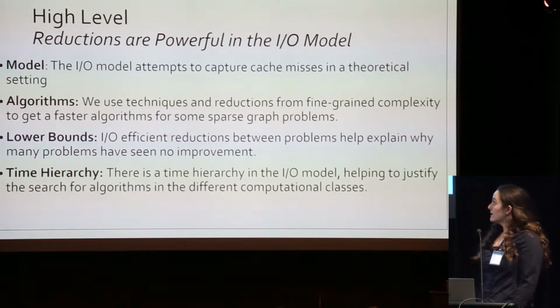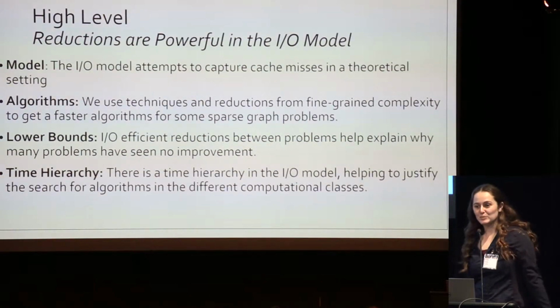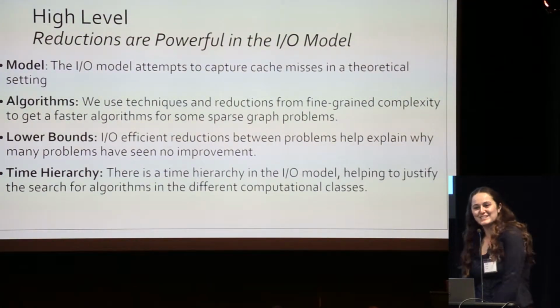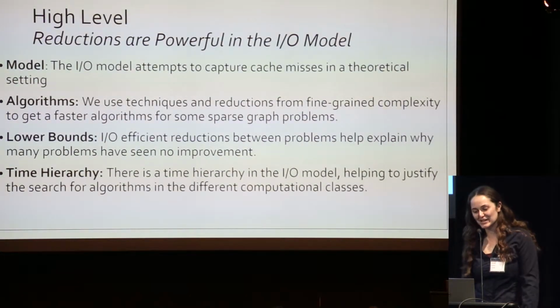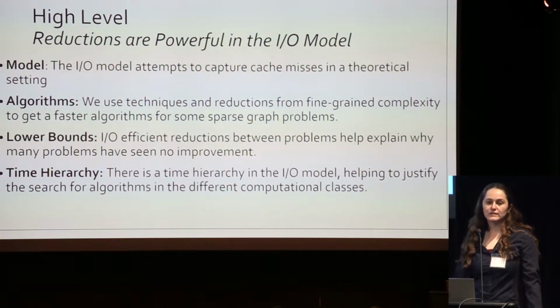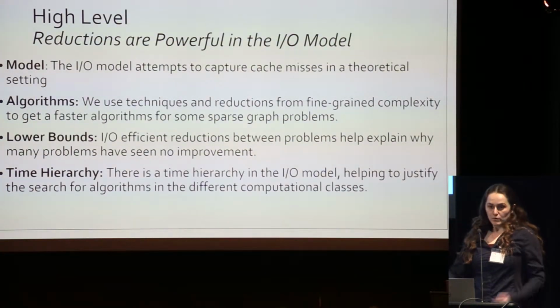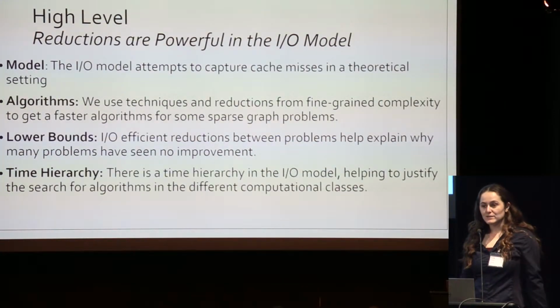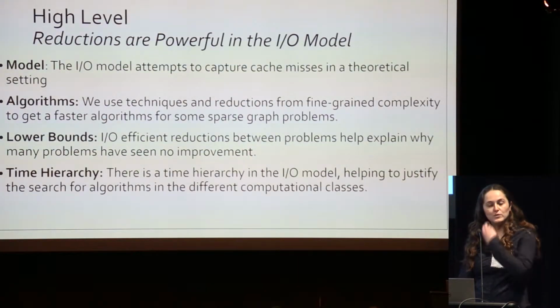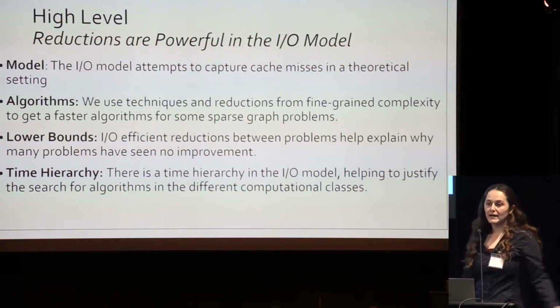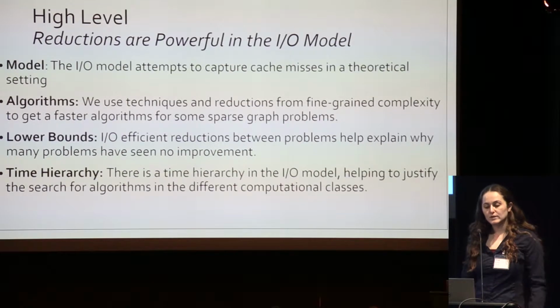So it turns out fine-grained complexity has been popular in the past few years. You've probably seen a million talks on the topic. And one of the things we're going to do is show how certain kinds of reductions can give you faster algorithms in the I/O model, even if they didn't give you a faster algorithm in the RAM model. We're also going to show that these same kinds of fine-grained techniques can give you some new lower bounds and explain why problems are hard from each other.